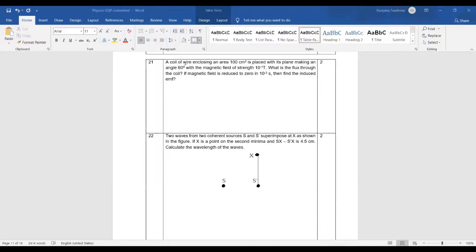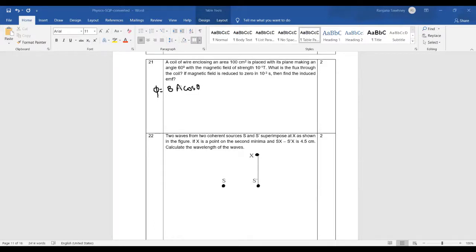Question number 21. A coil of wire enclosing an area 100 centimeter square is placed with its plane making an angle 60 degree with the magnetic field of strength 10 raised to the power minus 1 Tesla. What is the flux through the coil? We know that the magnetic flux is given by B into A into cos theta, where B is the magnetic field, A is the area, and theta is the angle between B and area vector.